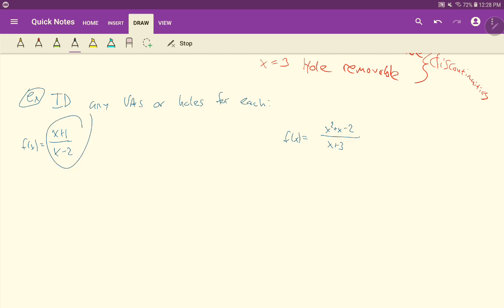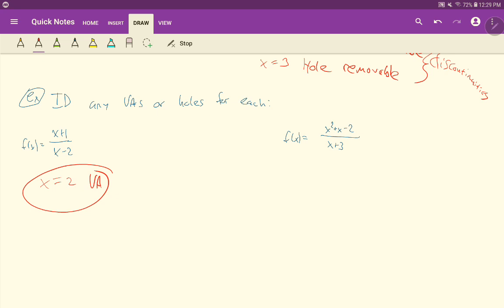If we look at this function as an example, we have clearly only one x value here that's going to cause a problem, and that would be at x equals 2. Now, can we cancel out that x minus 2 with the x plus 1? The answer is no, right? It doesn't cancel out. So this is going to be a vertical asymptote for sure. You can verify that on your graphing calculators too.